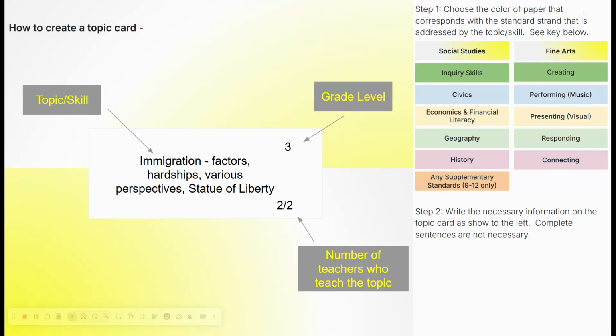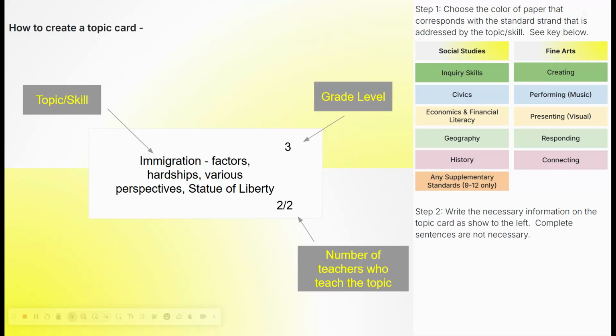So the first thing you're going to do when you're creating a topic card is choose the color of paper that corresponds with the standard strand that's addressed by the topic or skill. In your materials packet, you're going to have lots of colored strips of paper. So using the key below for either social studies or fine arts, depending on your content area, you're going to determine which standard strand the topic or skill you're about to write correlates with, okay?